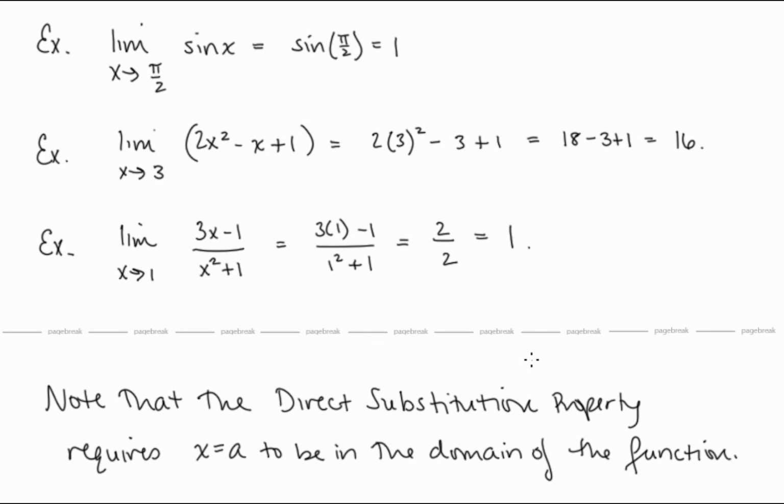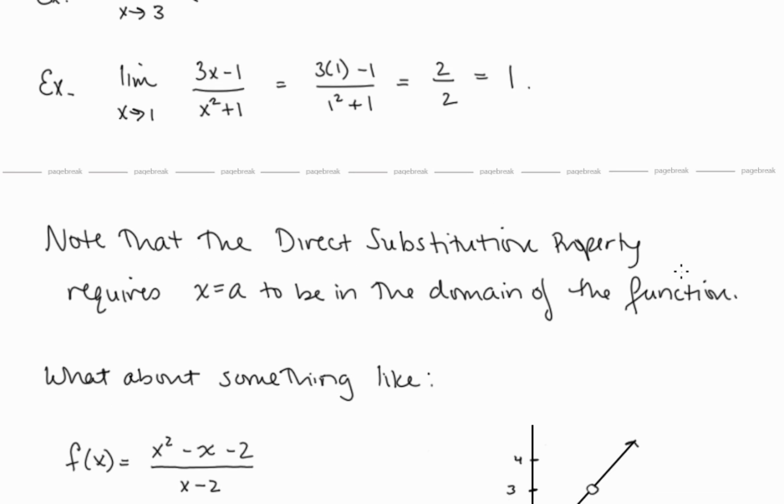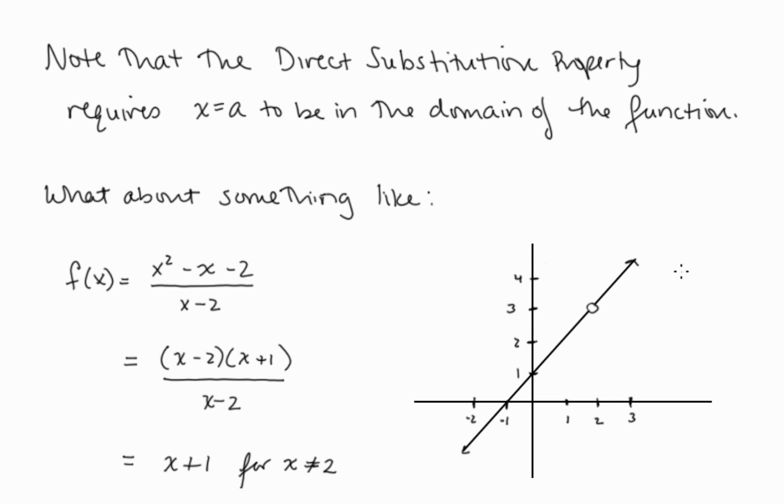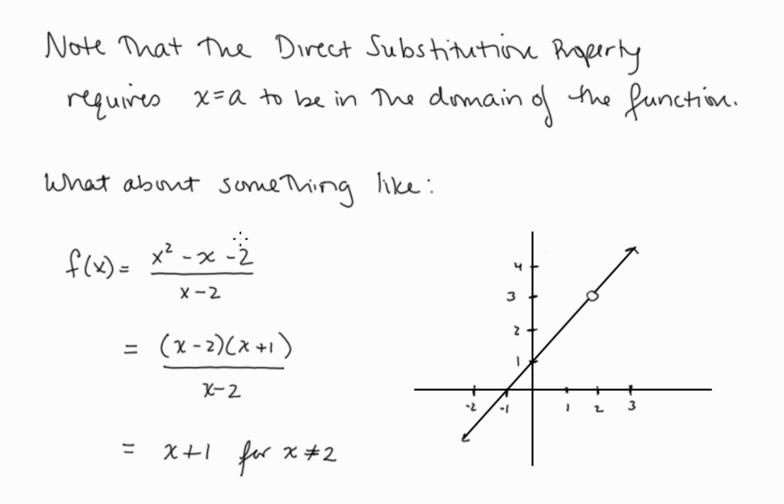And so we note here that the direct substitution property requires x equals a to be in the domain of the function. But let's take a look at a situation where we can get around that. What about something like f of x equals x squared minus x minus 2 over x minus 2? This expression can actually factor and simplify to x plus 1. But notice x equals 2 cannot be in the domain of the original function.